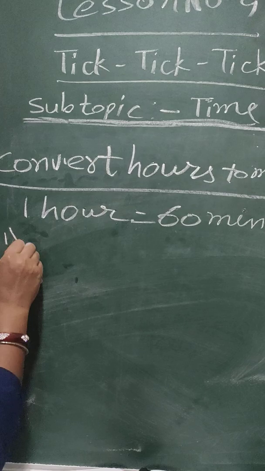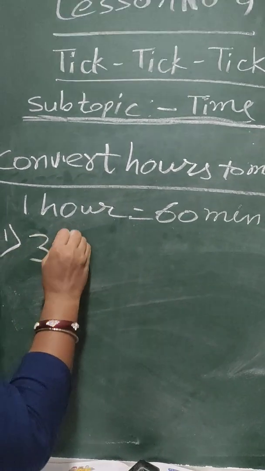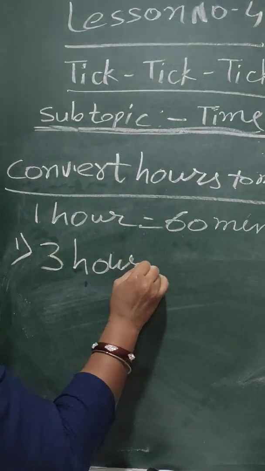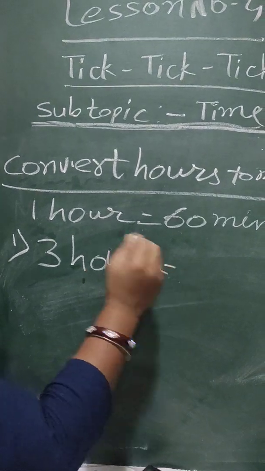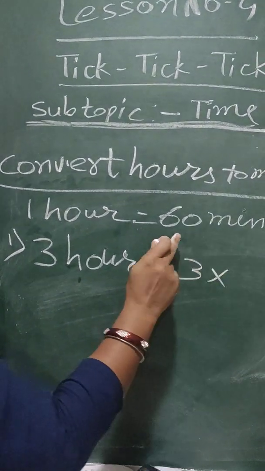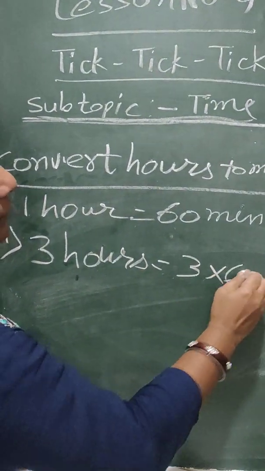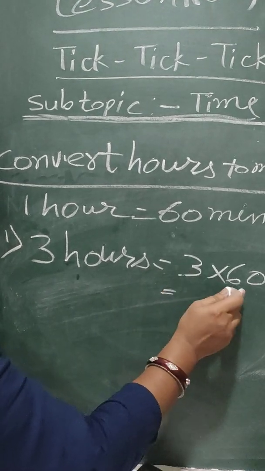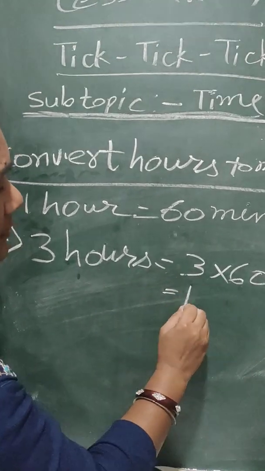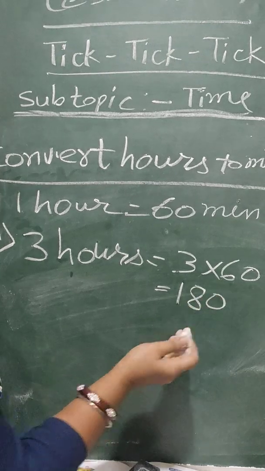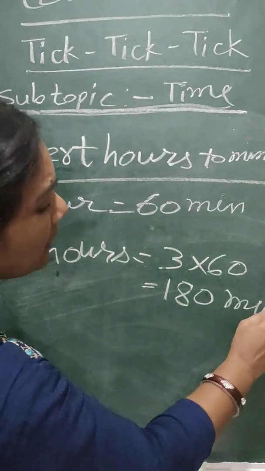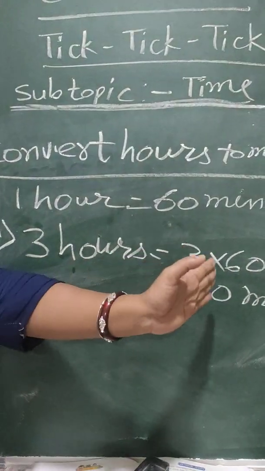Suppose 3 hours is given. How will we convert it into minutes? Just multiply this 3 by 60. 3 sixes are 18 and 0. So how many minutes is it? 180 minutes. We just need to multiply.